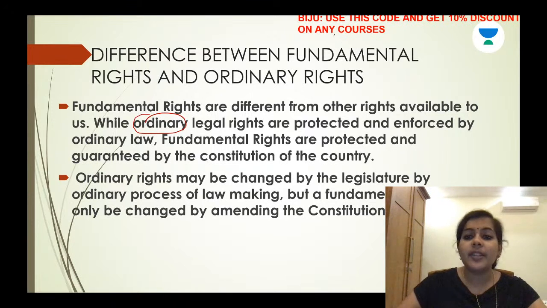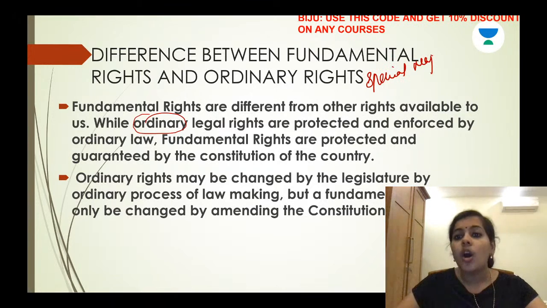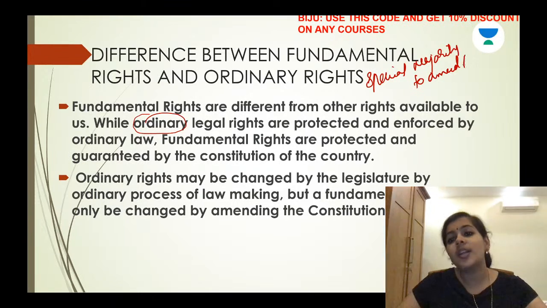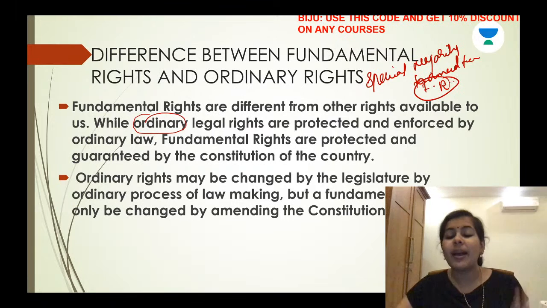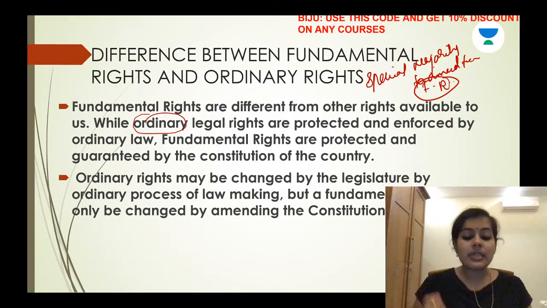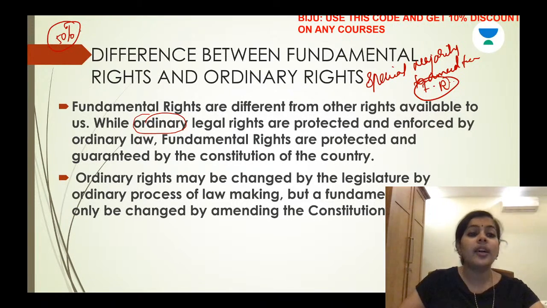You need a special majority to amend the Constitution. Sorry, the fundamental rights can be amended only by a special majority. What is this special majority? It means more than 50% of the total membership of each house, and a two-third majority of the members present and voting.